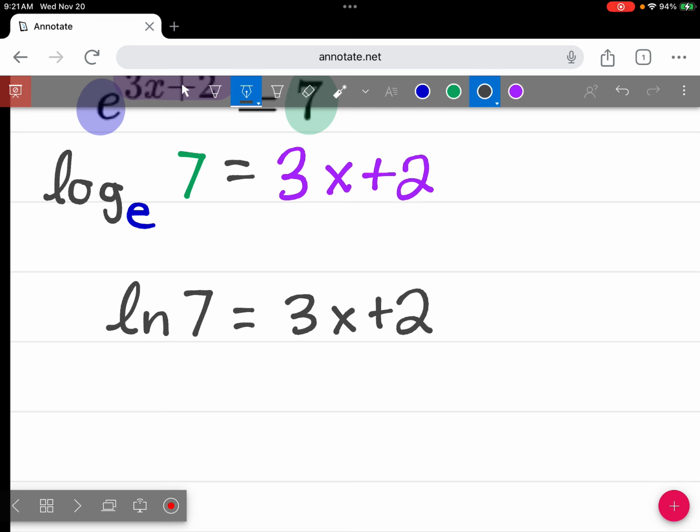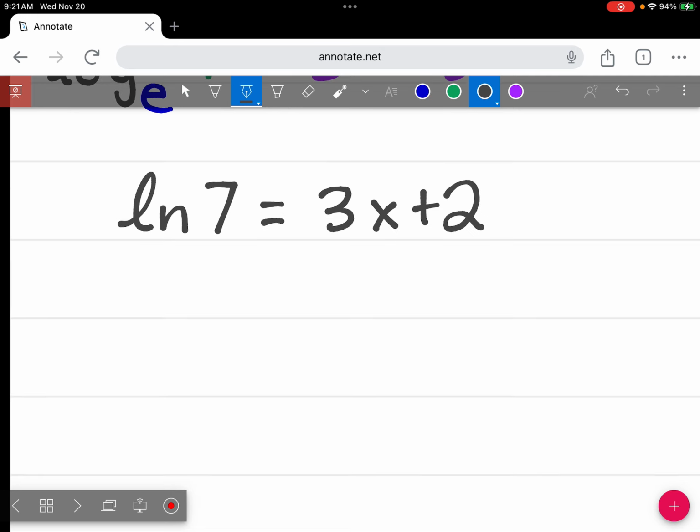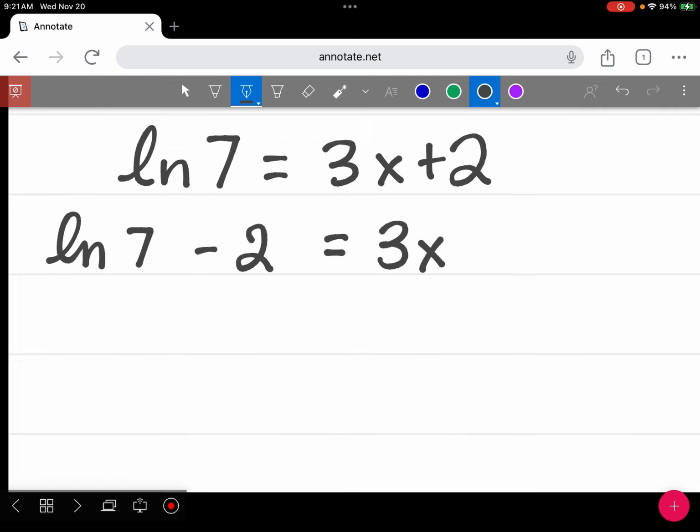Subtract 2. ln of 7 is just a number. It's a gross number, but it's a number. So we have our ln of 7 minus 2. Can I combine that together and make that be ln of 5? No. Logarithms are in the same family as exponents, so order of operations wise, logs have to happen before subtraction. So we write it like that. Still got to get x by itself though.